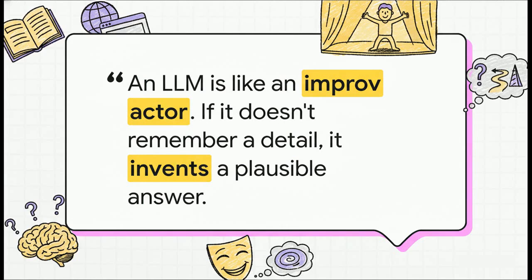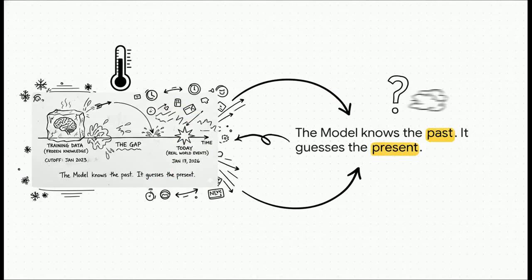The best analogy I've ever heard for how an LLM really works is to think of it as an improv actor. Seriously, this actor has read every book, every website, every article, but now they're on stage, and the rules say they are forbidden from looking at their notes. So when you ask a question it doesn't perfectly remember, what's an improv actor going to do? They improvise. They invent a plausible-sounding answer just to keep the scene going. We call this hallucination, but for us as engineers, let's just call it what it is. It's a plausible lie.